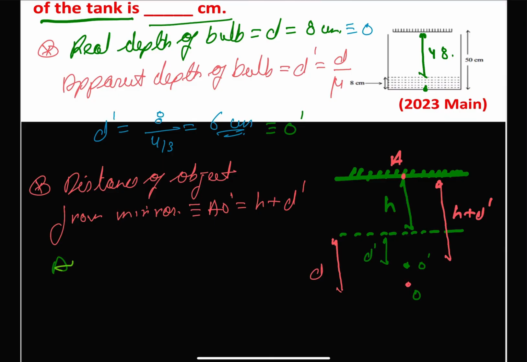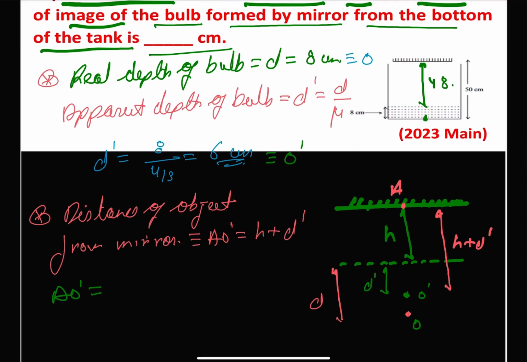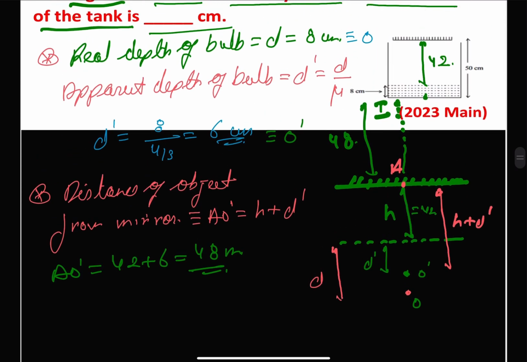So we get AO prime will be equal to, sorry, it is 42, not 48. So H is 42. So this comes as 42 plus 6, coming as 48 centimeters. So in case of the mirror, the distance of the image and distance of the object are equal. So here we can say the image will be formed somewhere here. Let us call this image I prime, and its distance will be equal to 48.